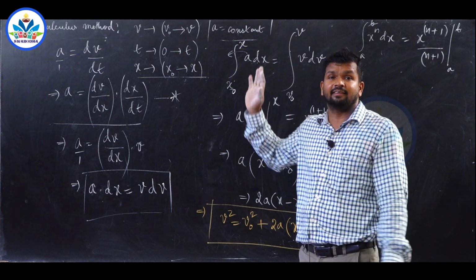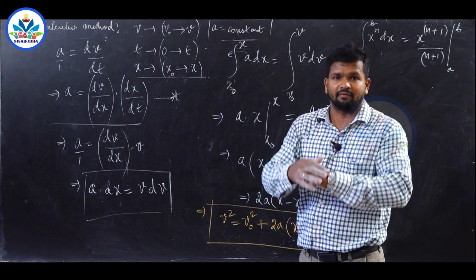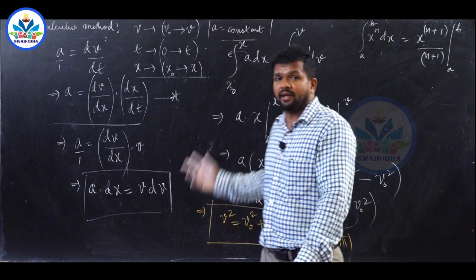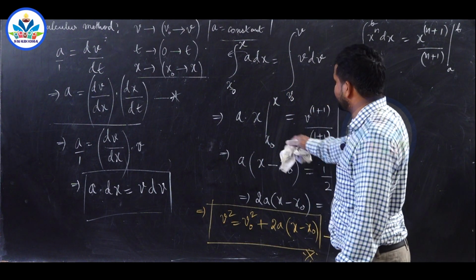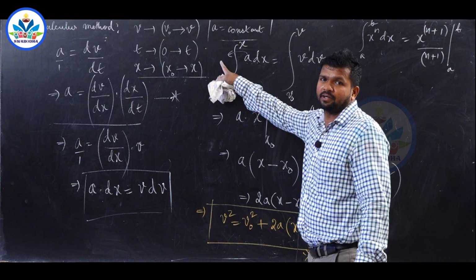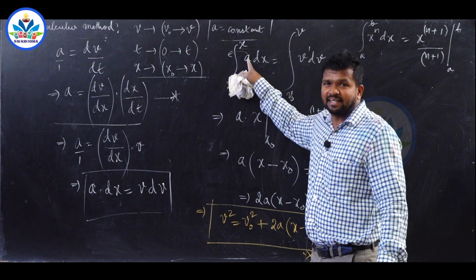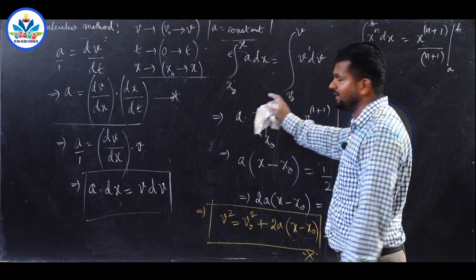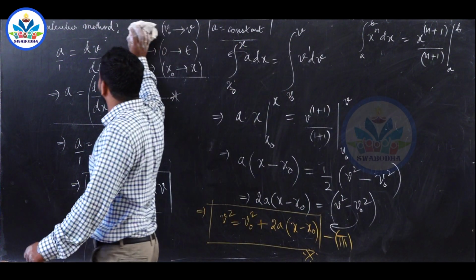As I said, this method has more advantage over the graphical method. This method can be used even for cases of non-uniform acceleration. At that time you cannot take a outside because it will be a function of time or function of position. Therefore, you must integrate a with respect to position or time. That is higher order, and I think it goes beyond the scope of your textbook.